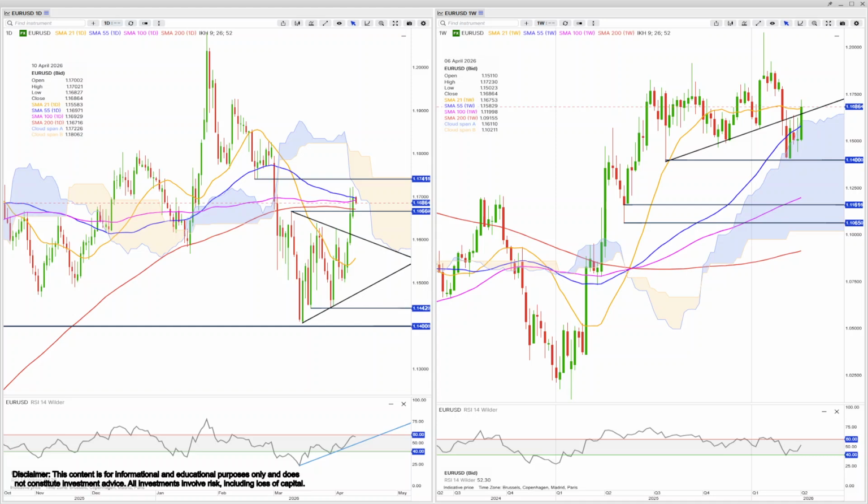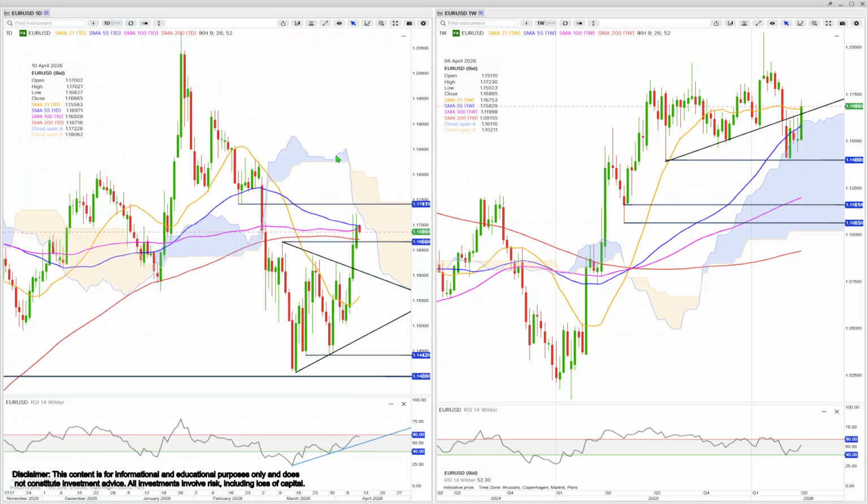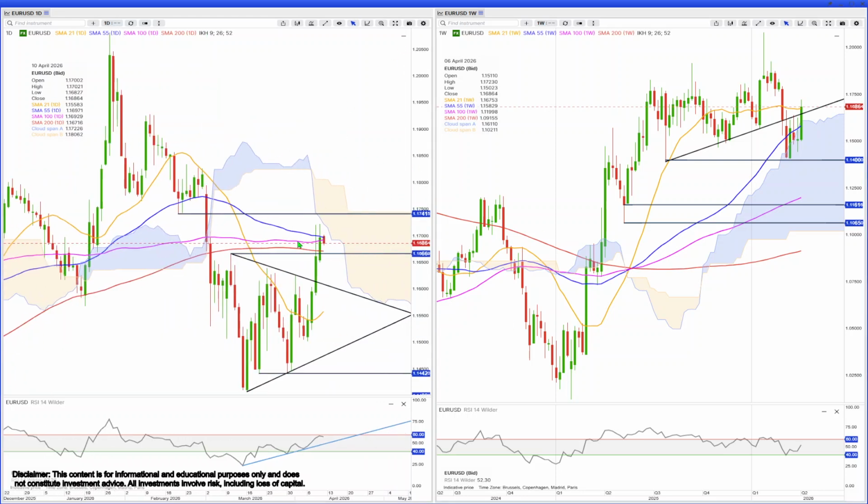All right, let's kick off, and this is the Forex market and yields, interest rates. So we have euro dollar that is still staying elevated, and let's just have a look here. First, on the left, I have the daily chart. On the right, I have the weekly chart.